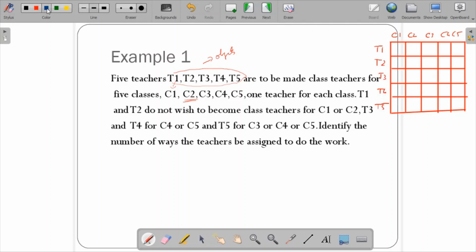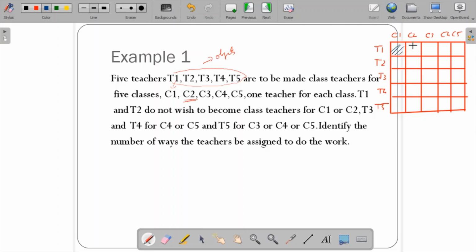Okay, 5 teachers T1 to T5 are to be made class teachers for 5 classes C1 to C5. So this is the condition: 1 teacher for each class. T1 and T2 do not wish to become class teacher for C1 or C2. Both the teachers T1 and T2 don't want to become class teacher of C1 and C2.